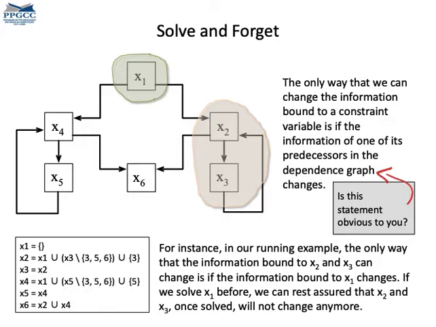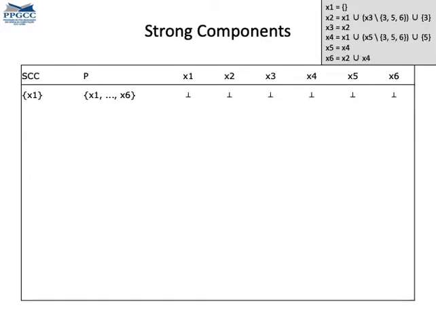For instance, in this example of ours, x1 is the only constraint that adds new information to the component formed by x2 and x3. If we know that x1 will not change anymore, then x2 and x3 can only change due to each other. They cannot receive external influence of any other constraint.